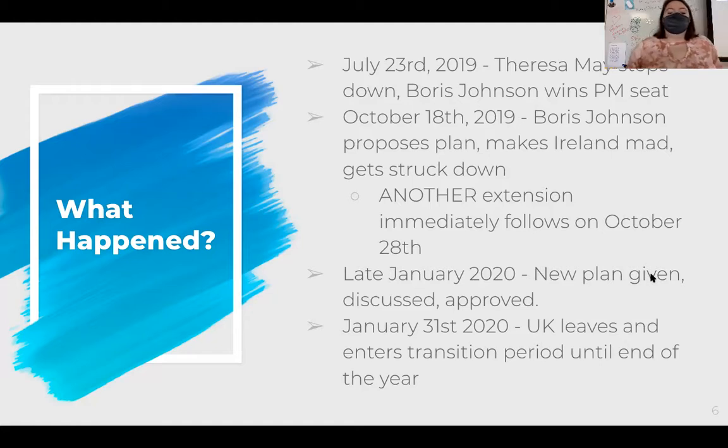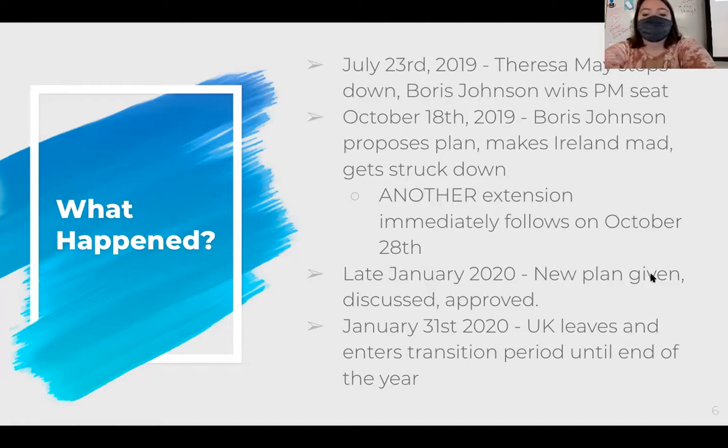so right up to the next extension date, they had given a new plan, or they had proposed a new plan. It is discussed within the European Union and approved. So Boris Johnson had succeeded in proposing a plan, or at least negotiating and rewriting a plan that all parties would be satisfied with, these terms and conditions of leaving the European Union. So this happens in late January of 2020.